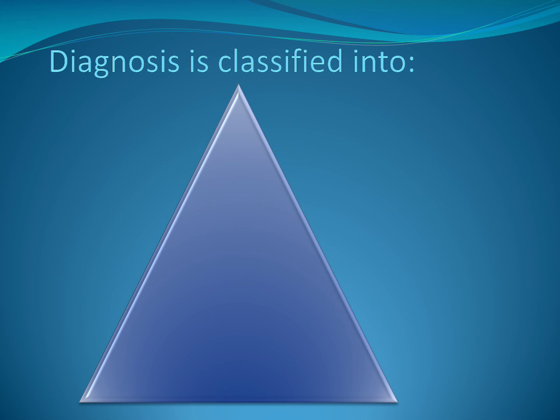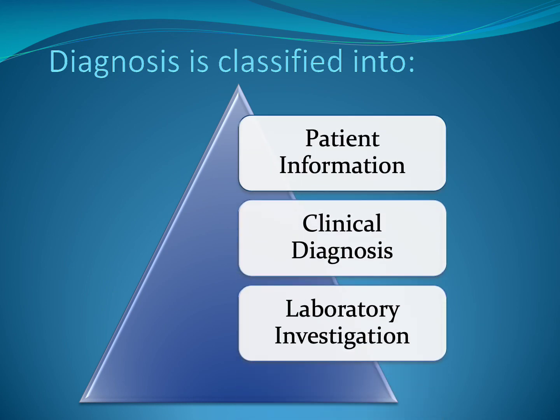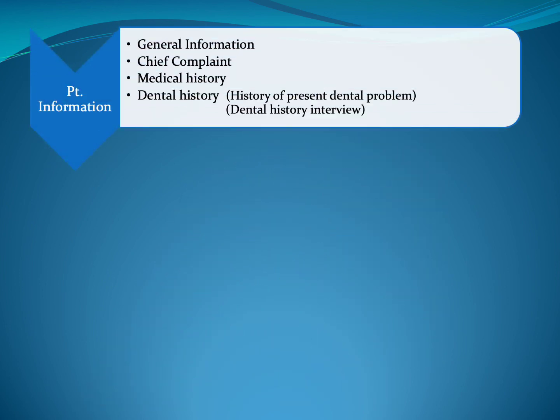Diagnosis is classified into patient information, clinical examination, and laboratory investigation. Let's see first the patient information. What is the patient information? General information like the name, sex, address, telephone, all the general information of the patient. The chief complaint: why the patient is coming to the clinic and seeking advice or treatment from the doctor. The medical history, which is very important, and the dental history, the history of the present illness or the present problem.